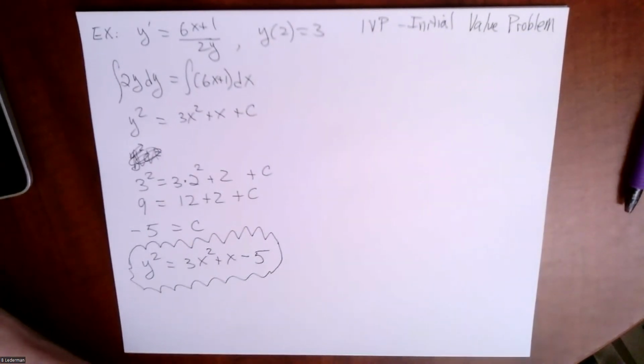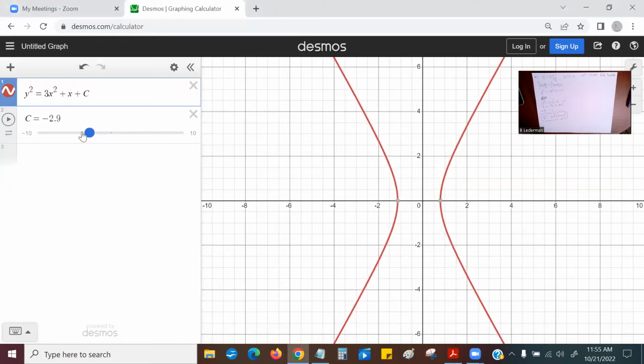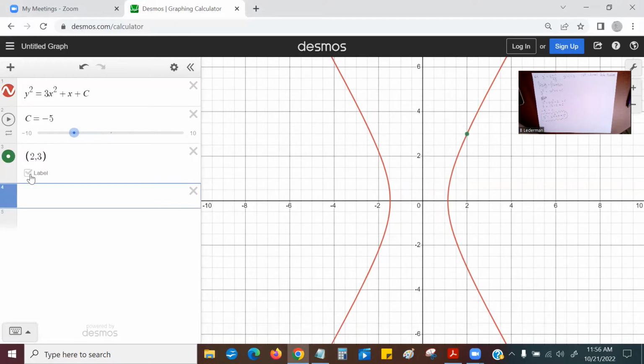Let me share my screen again. Go back to Desmos. I'm going to put in c equals -5, which is right there. And I want to look at the point 2 comma 3. Well, you can see it's that guy right there. That's 2 comma 3. But we can just check that out. We can just type in the ordered pair 2 comma 3, and we can even label it. And there we go. So we see that our curve passes through that point.